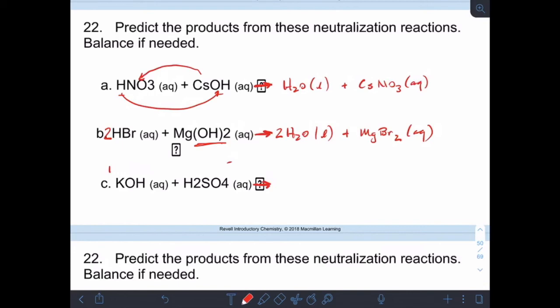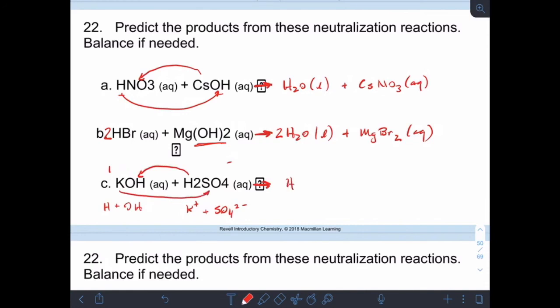So let's do our third example. So KOH and H2SO4. Okay, again, I'm going to take the potassium and put it with the sulfate. So I'm going to have a K plus and an SO4 2 minus. And then I'm going to have an H plus OH. Okay? So again, it's double displacement. Hydrogen goes with the OH, potassium goes with the sulfate.